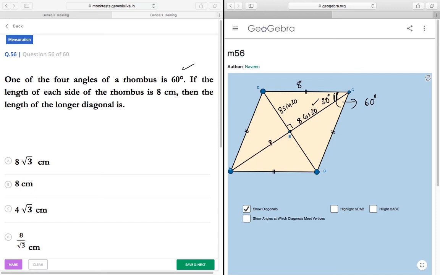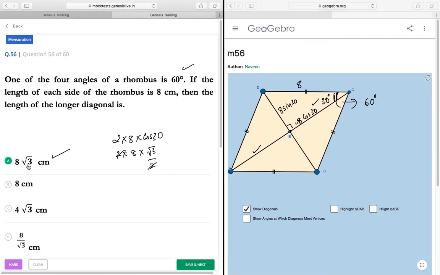So if that is the case, we want 2 times 8 cos 30, that is this and this, that is the length of the longest diagonal or longer diagonal in the rhombus. So it's going to be 2 into 8 into cos 30. 2 into 8 into cos 30 is root 3 by 2. Cancels. Answer is 8 root 3. Very simple question. Let's move on to the next one.